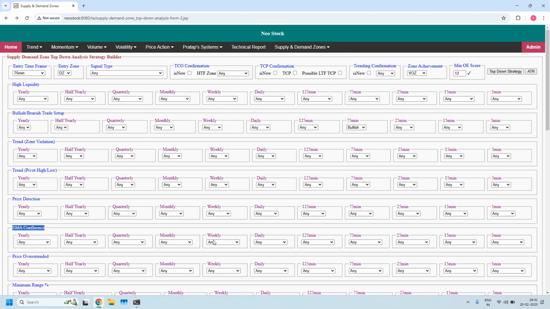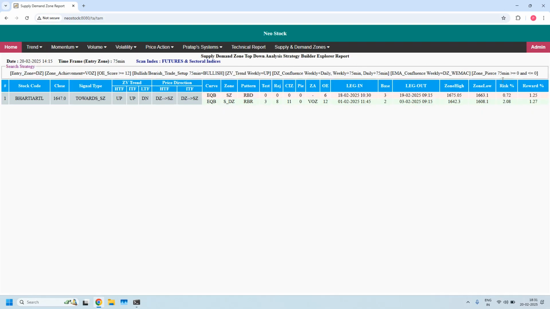The EMA confluence weekly time frame, I am setting the filter weekly demand zone having weekly EMA confluence or not. But trend should not be sideways. It should be only uptrend because it is bullish trade setup. So the weekly trend I am setting uptrend. With these filters, we got that 1 stock. So that means Bharti Airtel is even more high probability trade setup supported zone.